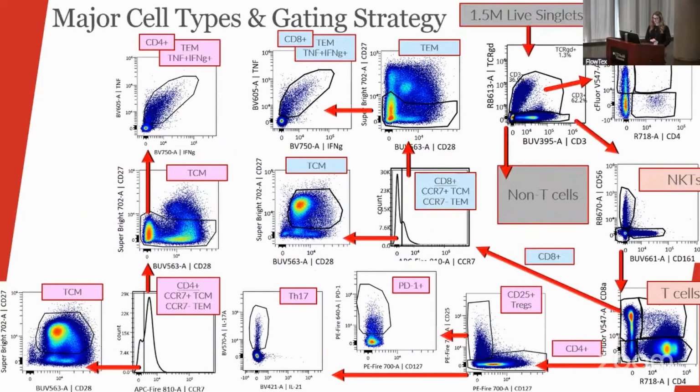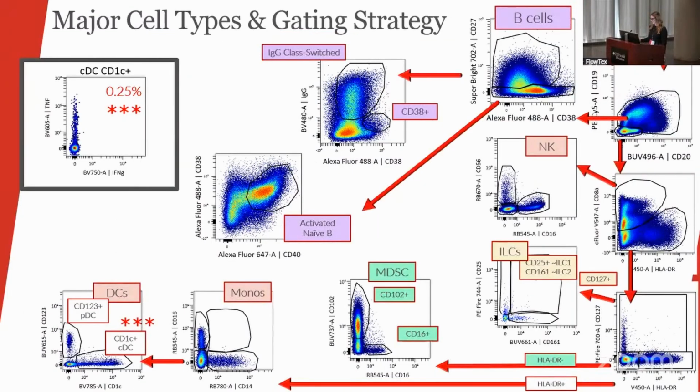So in the interest of time, I'm going to put this up here. I know that this is recorded, so you can screenshot it later. I just wanted to show you that we can definitely do this. And that CD1c positive cDC population is about 0.25% of the 1.5 million cells that I started with here, and you can still see our TNF cytokine here.